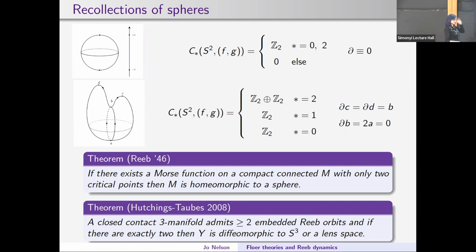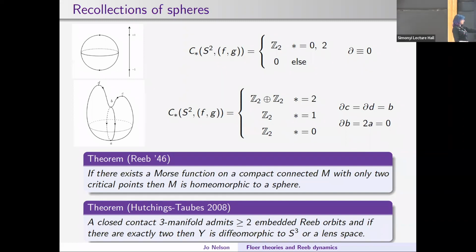And so Milnor in his Morse theory book explains how Reeb's theorem just falls out of a construction of Morse theory. So the idea is that if you have a Morse function on a compact connected manifold with only 2 critical points, then your manifold has to actually be homeomorphic to a sphere.